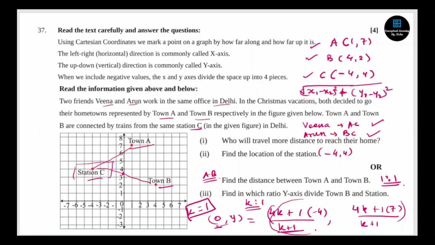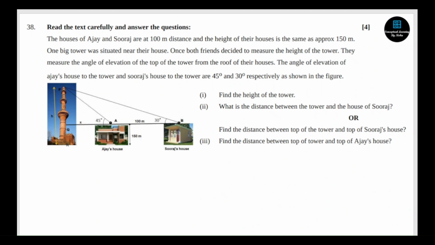Correct? Alright. Now moving to the last question. So it is height and distance. Alright. So read this carefully again. Okay, what they have given. The distance is given. Right? Then angles are given. Correct? And then we have to answer this. Height of the tower.